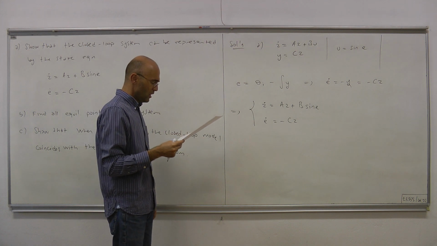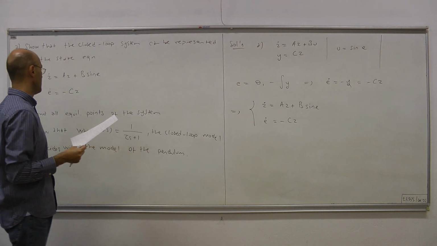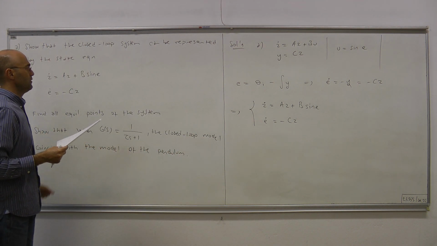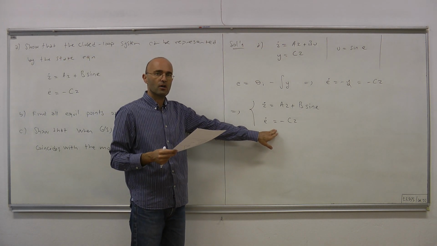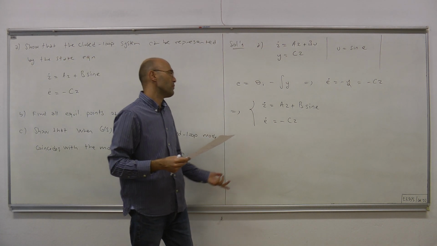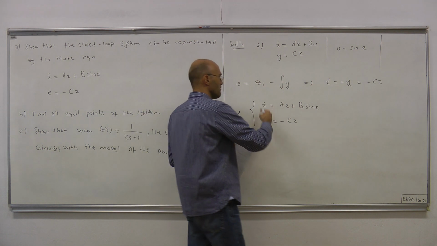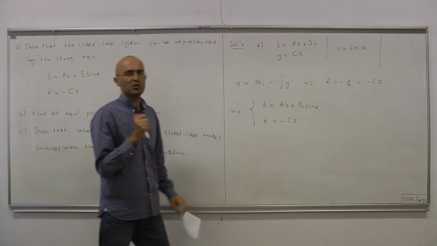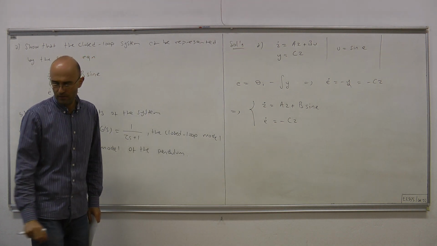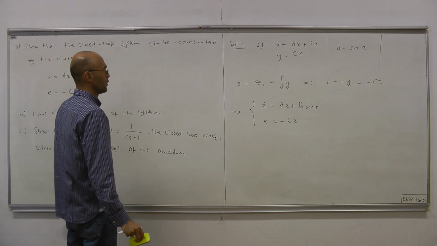Now let's move on to part B, where we are asked to figure out the equilibrium points for this autonomous system x dot equals f of x. For that, we will directly apply the definition of the equilibrium point. This is f of x. We equate that to 0, and from that we're going to hopefully find the equilibrium points.